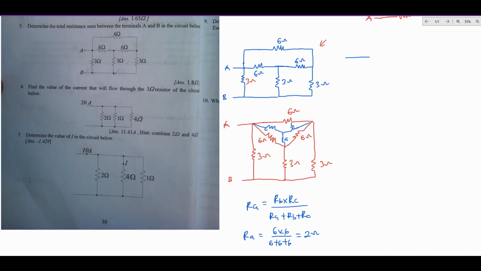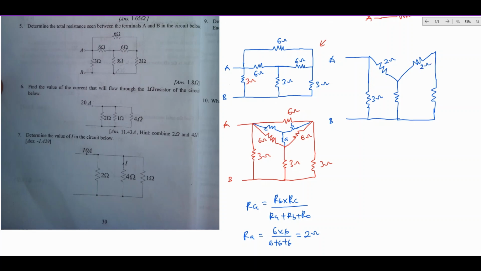Okay, so now let's redraw the circuit. We have this circuit here. Now we have a star connection instead of the delta connection. This is what we have now, and then we have another resistor here. This should be terminal A, this should be terminal B. So we have 3 ohms here, and then we are going to have 2 ohms here, and 2 ohms here again.